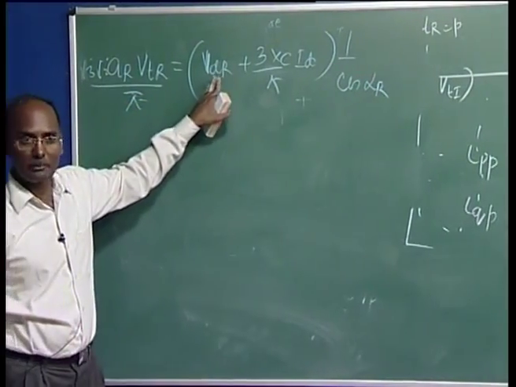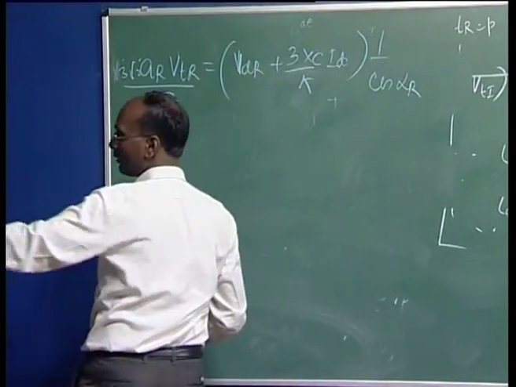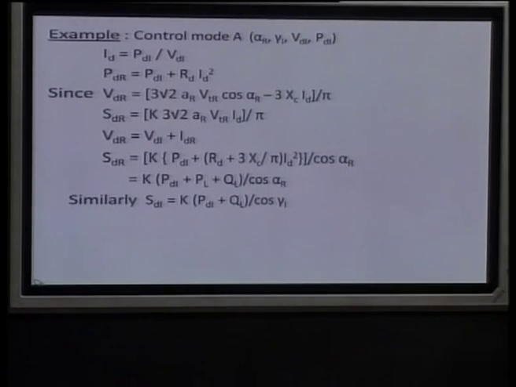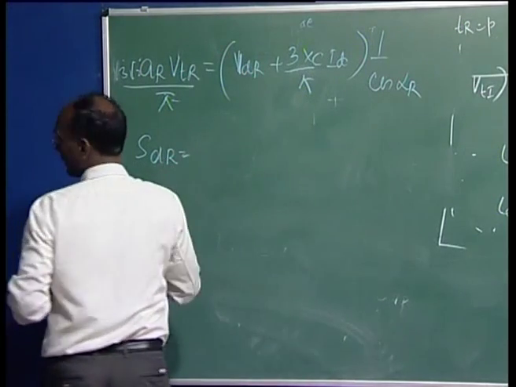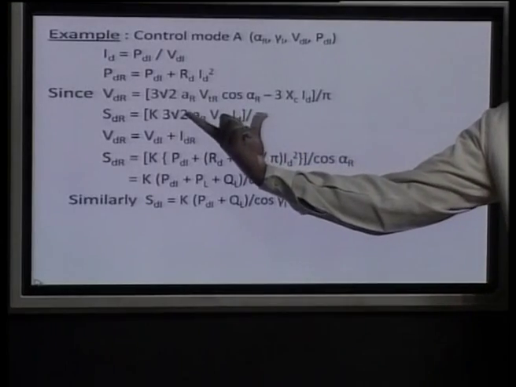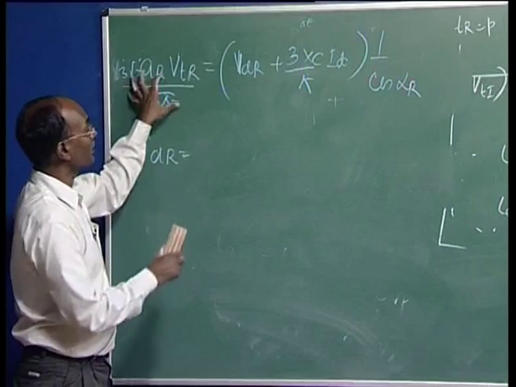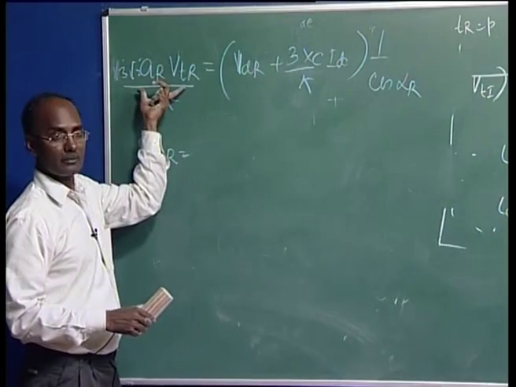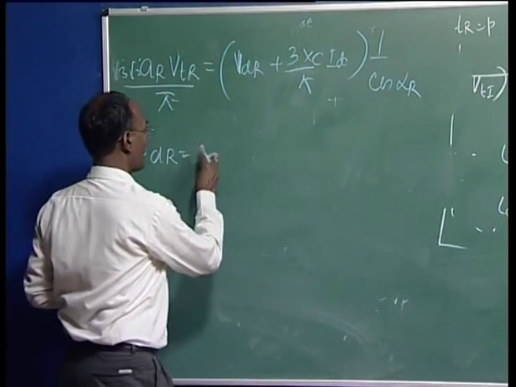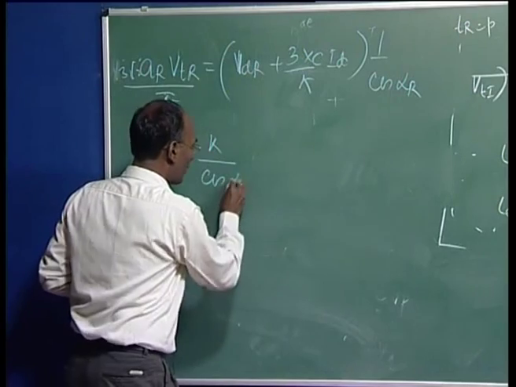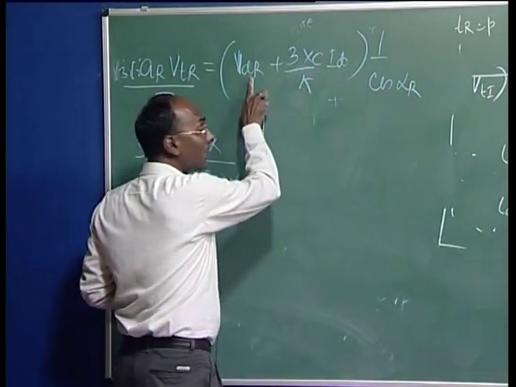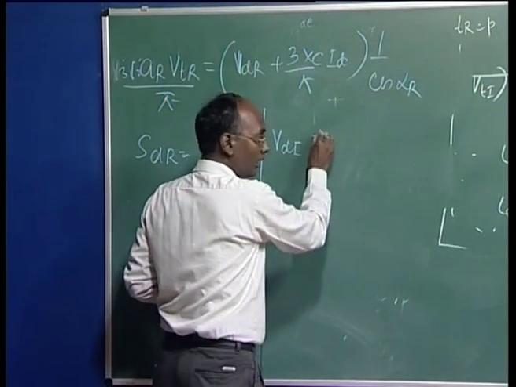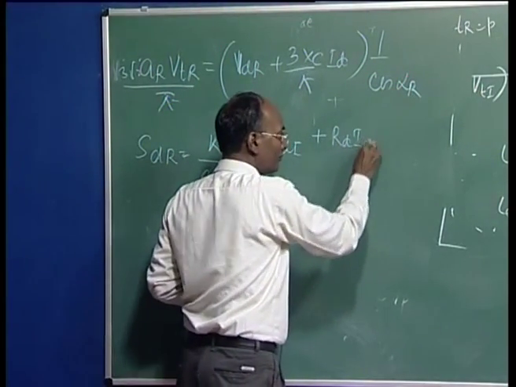Now here VDR also will be replaced. Before that, I can put this value here. So your SDR I can write with this value directly, meaning it is nothing but k times of this, because SDR you can say is k times of this value. So I can write here k divided by cos alpha R. Here your VDR also I want to replace, it is your VDI into RDID.